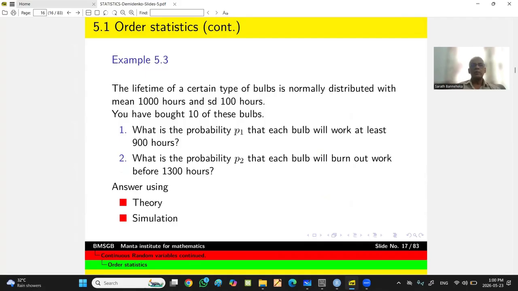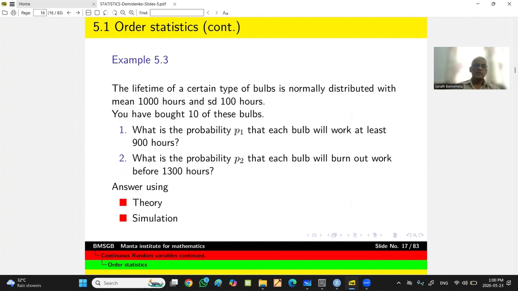by finding the probability that the minimum order statistic is greater than 900. Right. The probability that X within bracket 1 is greater than or equal to 900 will be the same as the probability that each of these bulbs' lifetime is greater than or equal to 900.